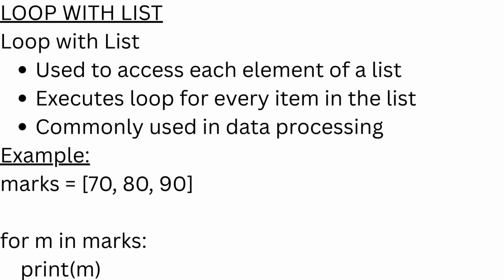Loops are very commonly used with lists in Python. A list contains multiple elements, and using a loop we can access each element one by one. In this example, the for loop takes one value from the list in each iteration and prints it. First, it prints 70, then 80, and then 90. Using loops with lists helps us process data easily, such as calculating total marks, average marks, or finding the highest value.